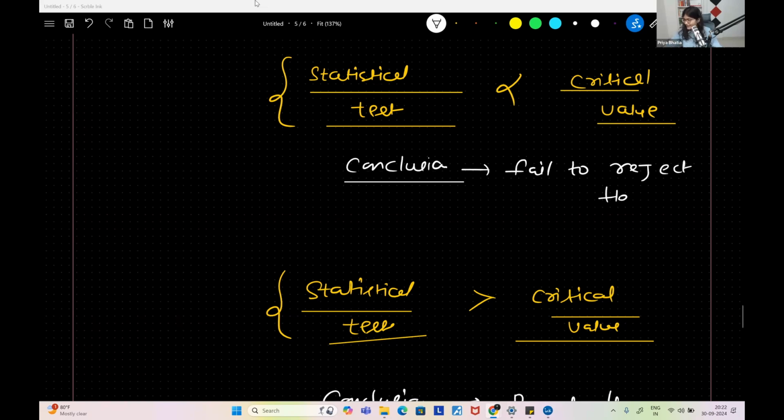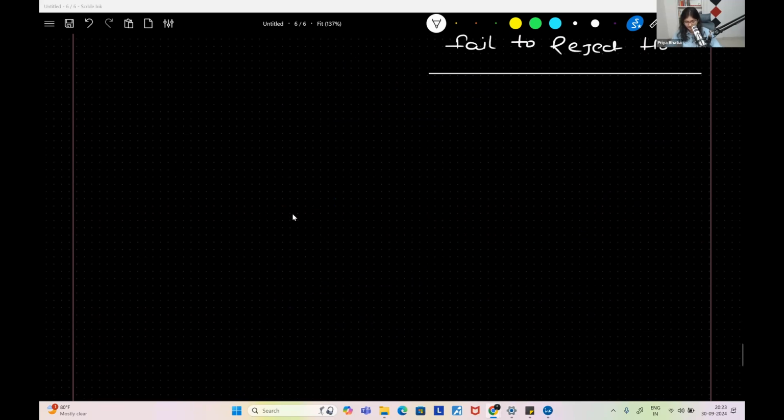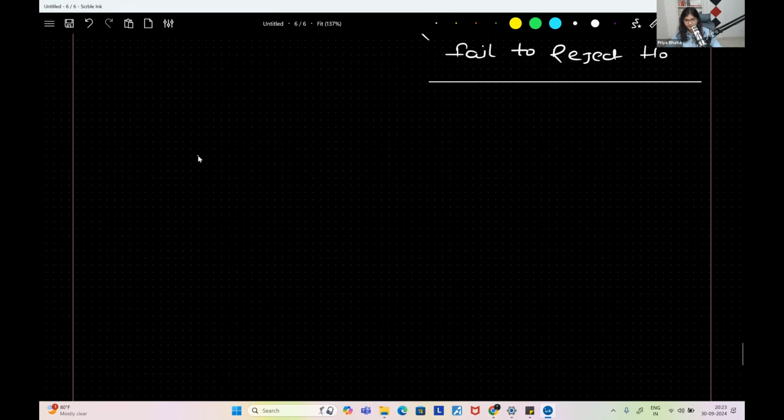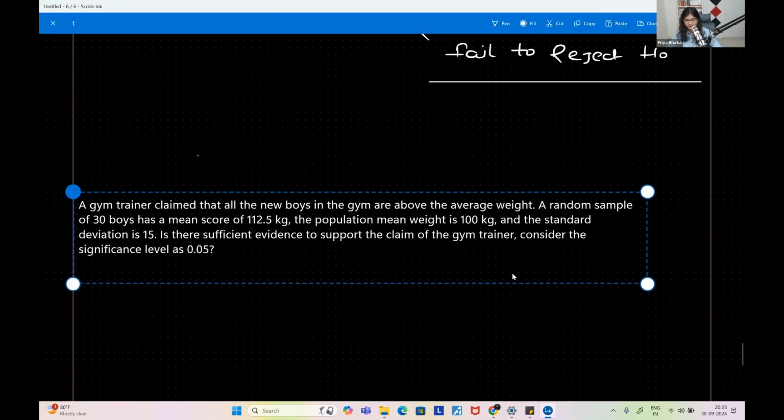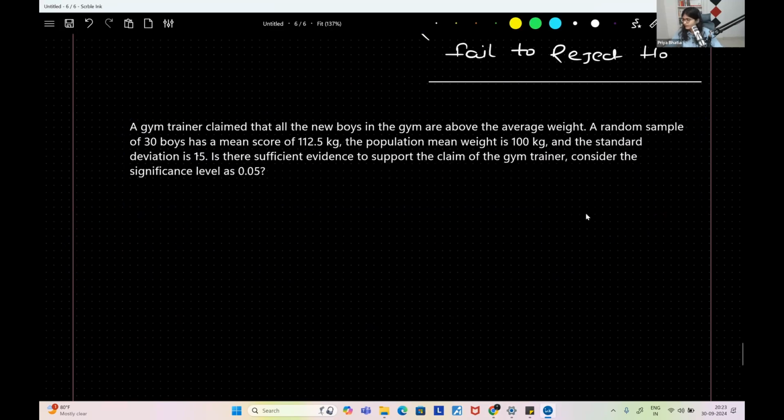I'm just taking up one question over here. You need to try to apply whatever knowledge you have gained, and then maybe we will move ahead. So this is the problem statement. See this very carefully.